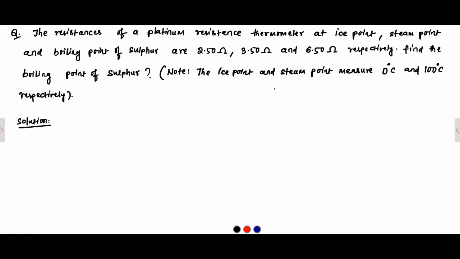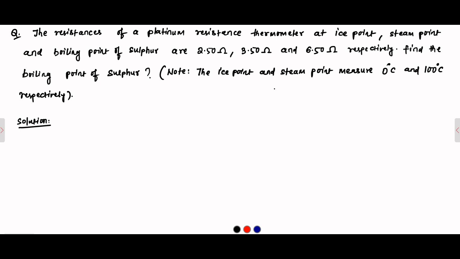So here is another question on temperature measurement and temperature scales related to that. It is given that the resistances of a platinum resistance thermometer at ice point, steam point and boiling point of sulfur are 2.5 ohm, 3.5 ohm and 6.5 ohm respectively. Find the boiling point of sulfur. Note, the ice point and steam point measure 0 degree Celsius and 100 degree Celsius respectively.